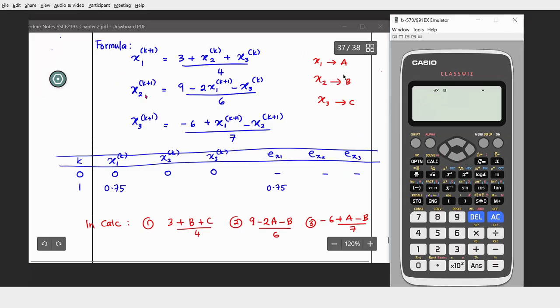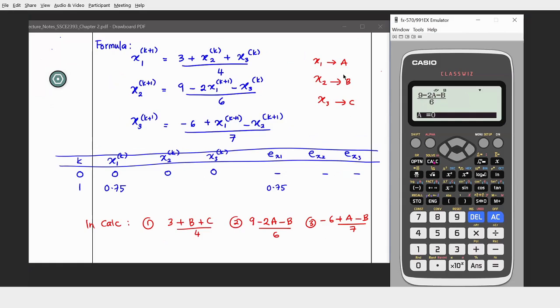Okay, now you want to compute now for the x2. So recall formula for x2. Not this one, not this one. Okay, this one. 9 minus 2a minus b. So use the calculate button. But now the calculator will ask what is your a.